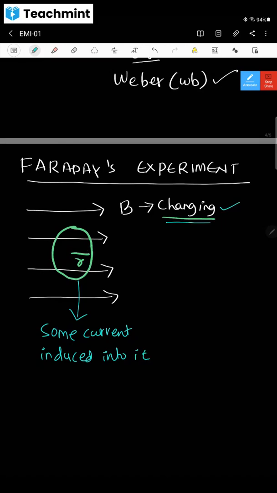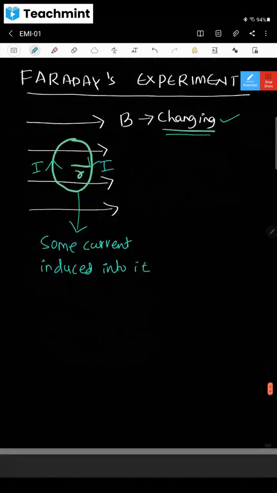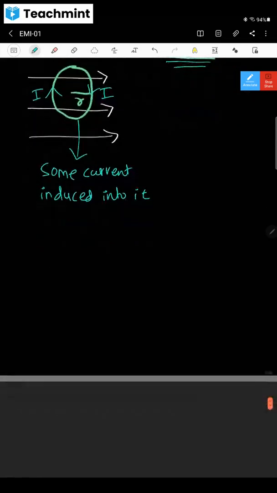I mean, the direction of current and all we won't bother about now. The current started to flow in this circular loop. He was amazed. We haven't done anything, just by changing the magnetic field, the current is coming. And he did one more experiment.